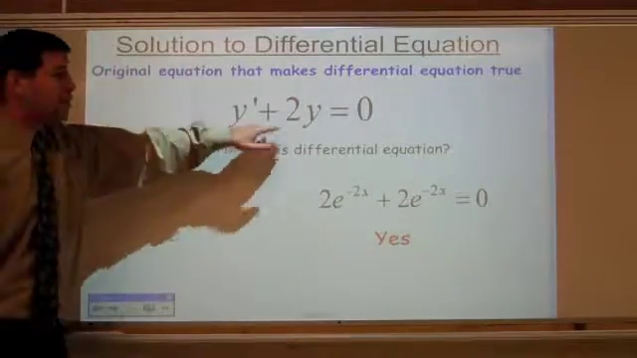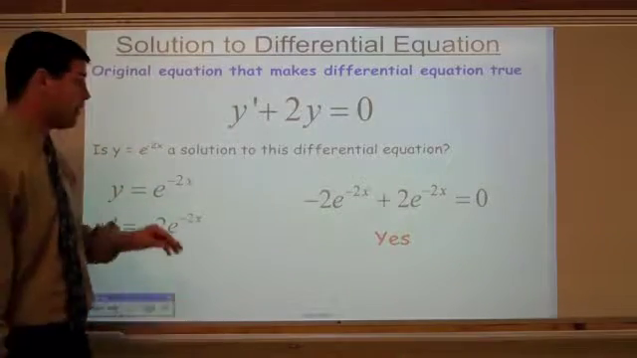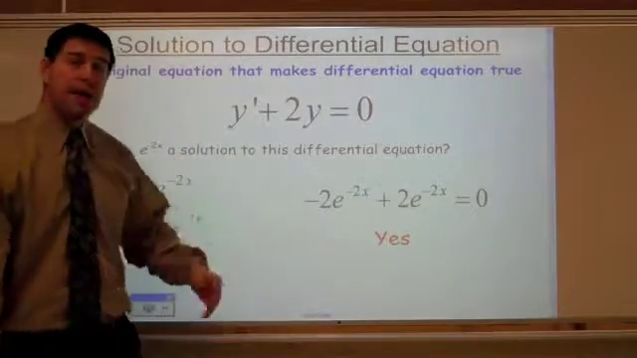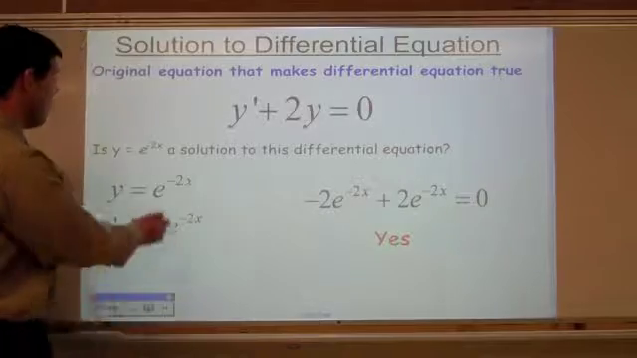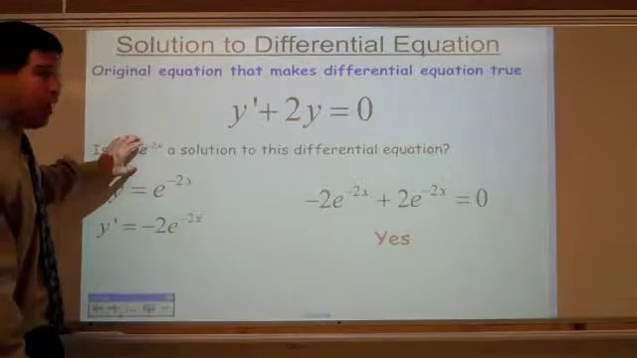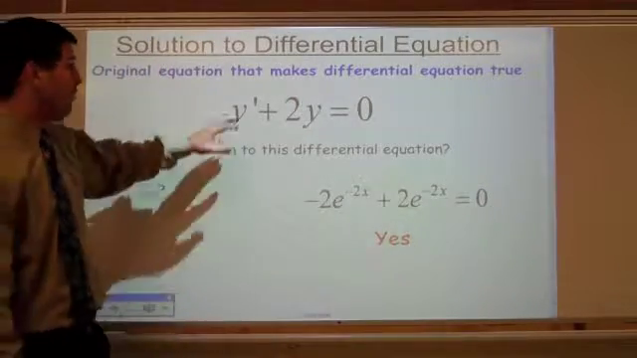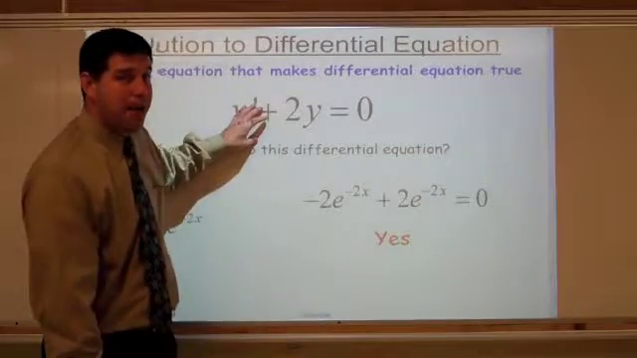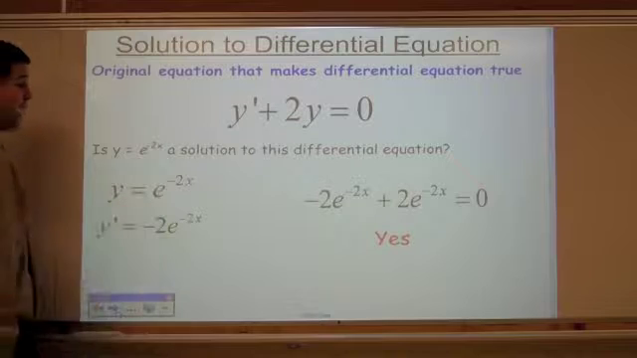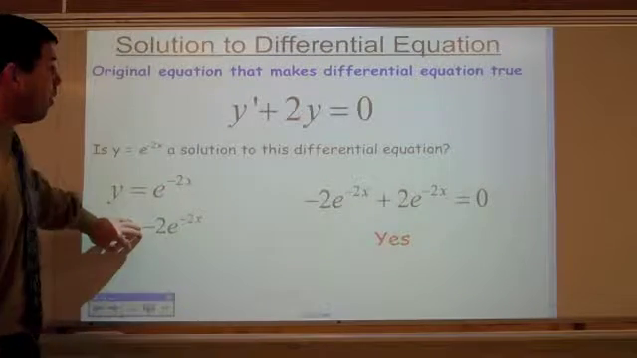So you have y prime plus 2y equals 0. Is y equals e to the negative 2x a solution to this differential equation? Notice it says a solution, because there can be more than one, but they want to know, is y equals e to the negative 2x a solution? Does y equals e to the negative 2x make this differential equation true? So the first thing you need to do is find y prime, because you have a y prime, a first derivative, in this differential equation. So y equals e to the negative 2x, y prime equals negative 2 e to the negative 2x. So we know what y prime is.